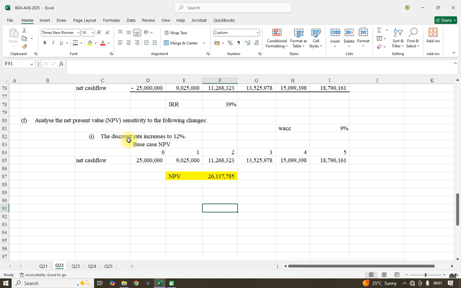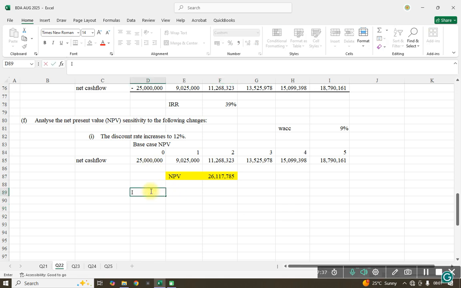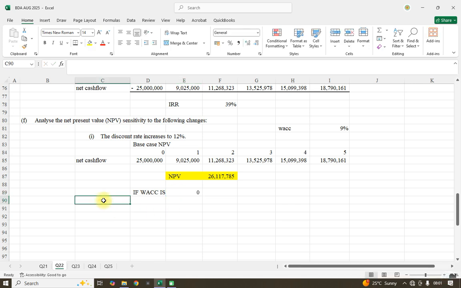Then we need now to find if the discounting rate increases to 12. So the new NPV, if WACC is 12%, so our net cash flow will remain here. The net cash flow remains.